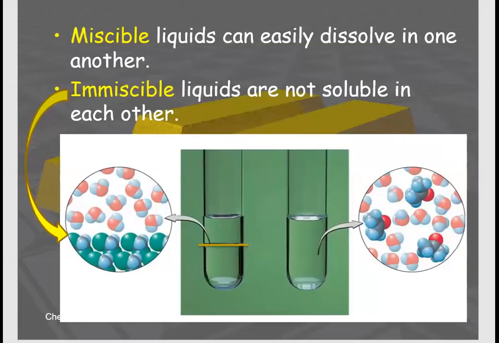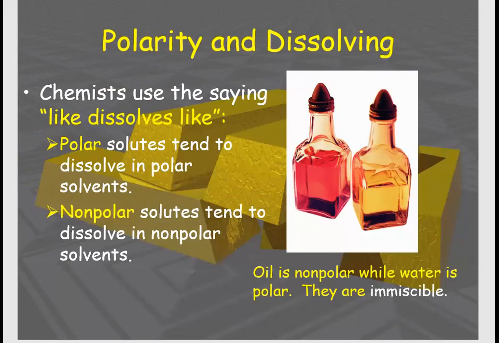Miscible liquids can easily dissolve in one another. Immiscible liquids are not soluble in each other. We also have polarity and dissolving. Chemists use the saying "like dissolves like." Polar solutes tend to dissolve in polar solvents, while non-polar solutes tend to dissolve in non-polar solvents. For example, oil is non-polar while water is polar, and they are immiscible. So they cannot mix together, oil and water.